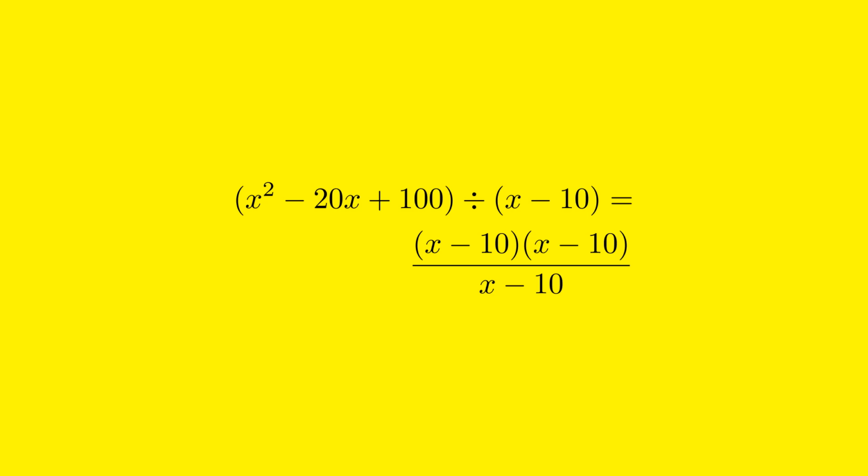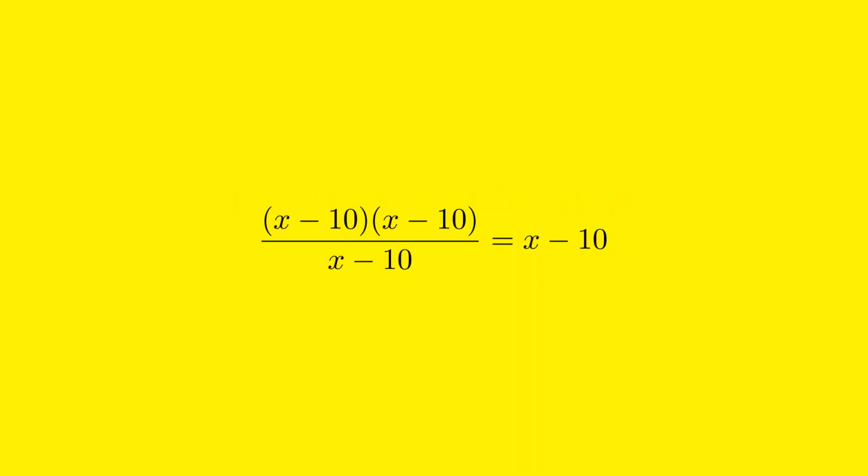Therefore, we can rewrite x squared minus 20x plus 100 as x minus 10 times x minus 10. Now, rewrite the original rational expression with this factored numerator. The rational expression x squared minus 20x plus 100 all divided by x minus 10 can be rewritten as x minus 10 times x minus 10 all divided by x minus 10. By factoring, we have transformed the numerator and prepared for the next step, which is simplifying the expression by canceling common factors. This completes step 1.